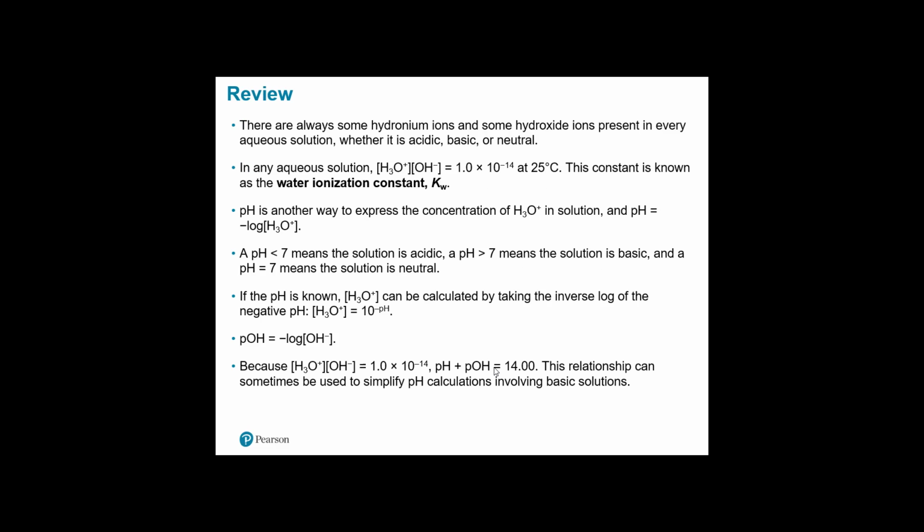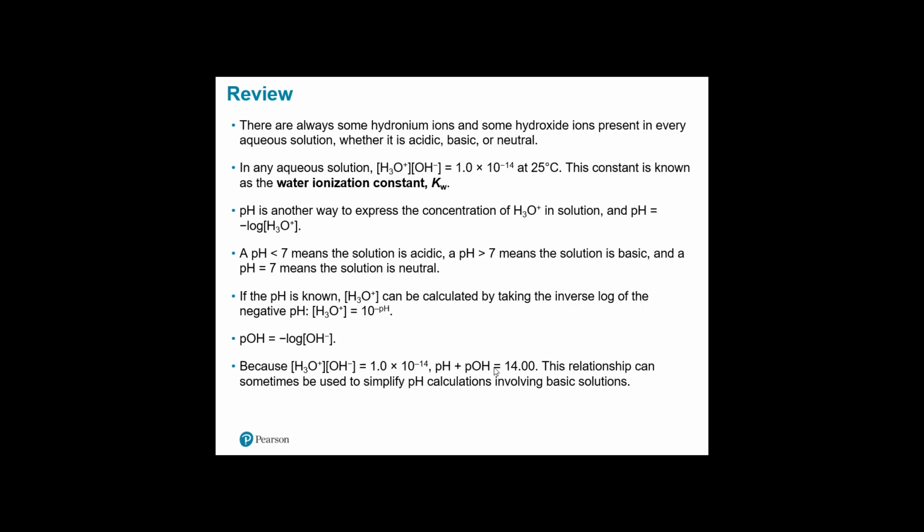So review: there are always some hydronium ions and hydroxide ions present in every aqueous solution, whether it's acidic, basic, or neutral. Basically, water autoionizes itself. We also have now come to understand the water ionization constant, which is Kw, and it is a constant. That means if the concentration of the hydronium or hydroxide ion changes, they will change inversely. pH is another way to express the concentration, which is easier to understand. And to get the pH, you take the negative log of the hydronium ion concentration.